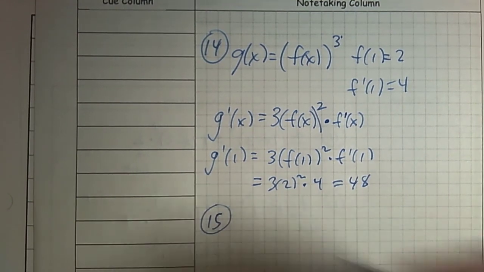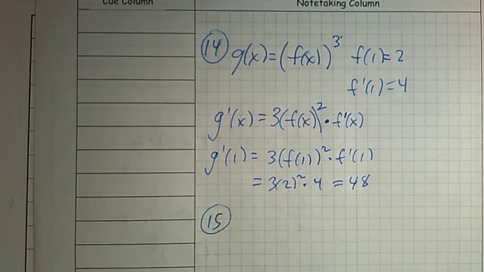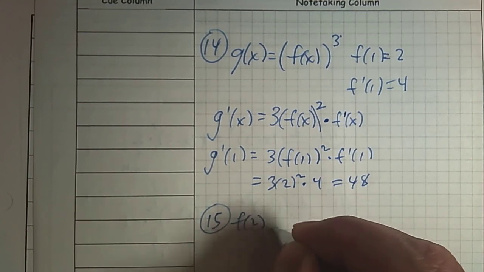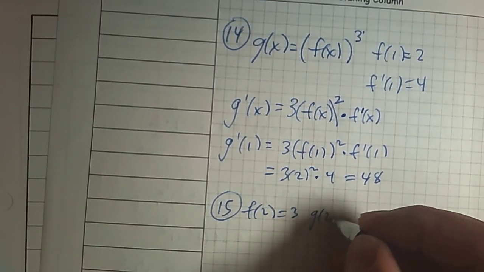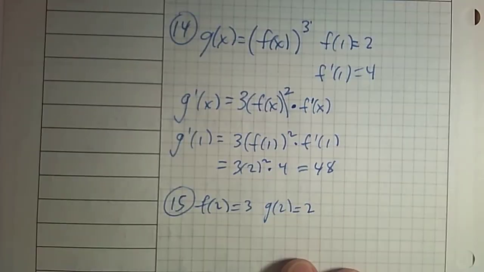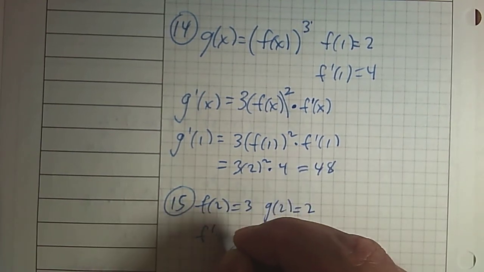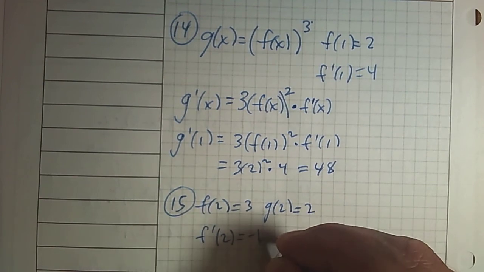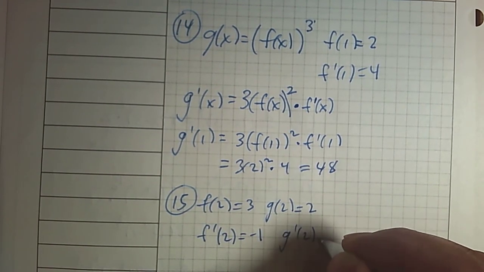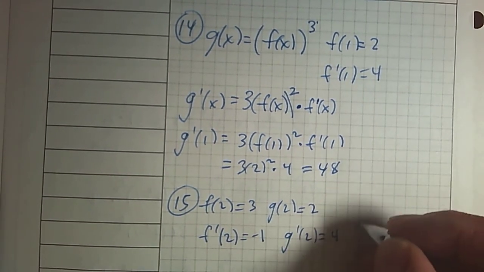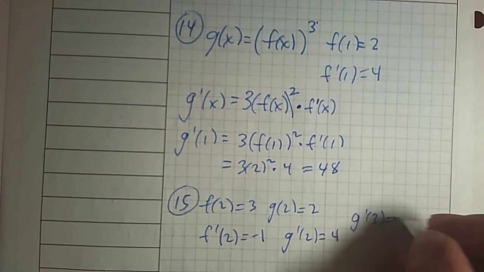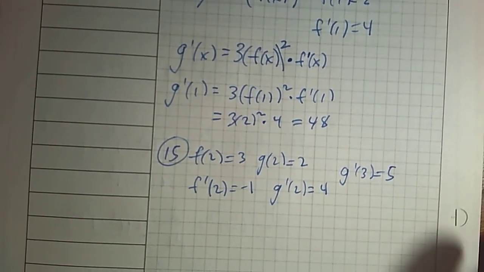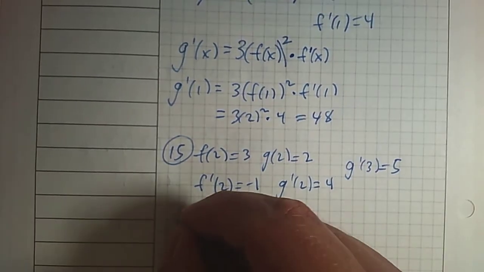Number 15. Turn the page. So f at 2 equals 3. G at 2 equals 2. F prime at 2 equals -1. G prime at 2 equals 4. And then lastly, G prime at 3 equals 5. All right. So that's the given information before we do the work it's asked us to do.